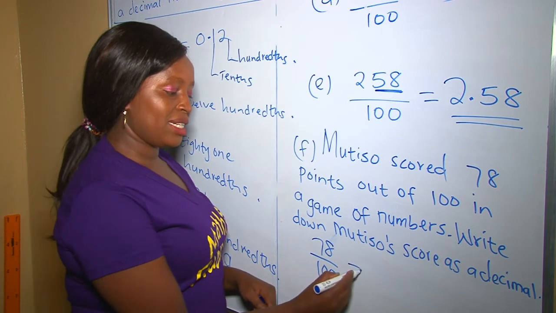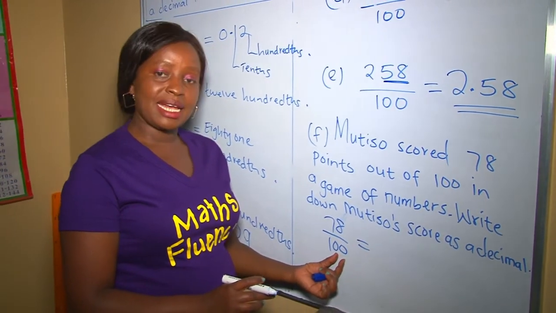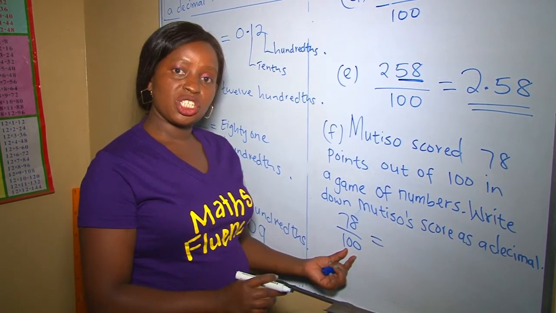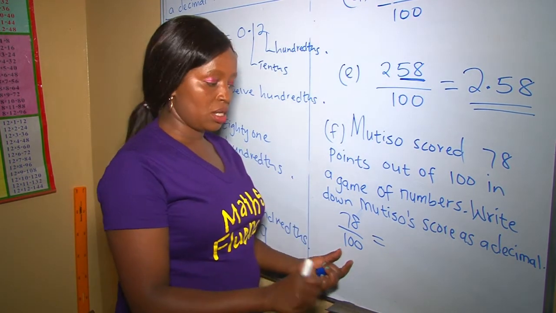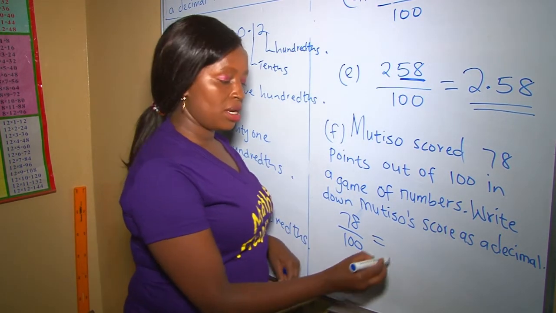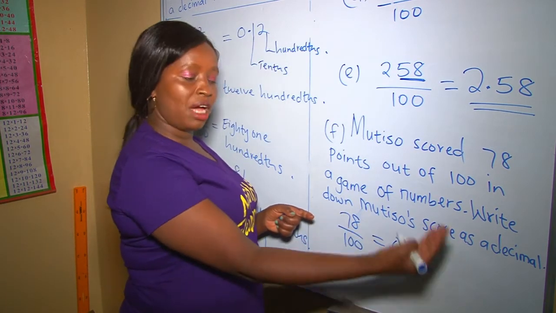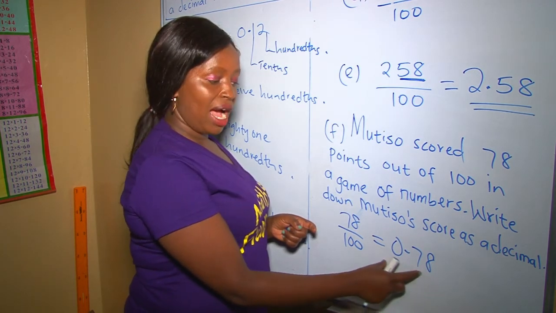To write this one as a decimal, as you can see, my denominator here has 2 zeros, meaning that my answer should have 2 digits after the decimal point. And these 2 digits are 0.78. So these 2 digits come after the decimal point. And this is Mutiso's score as a decimal.